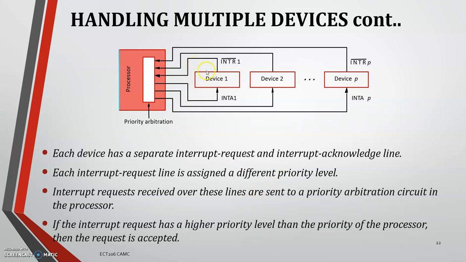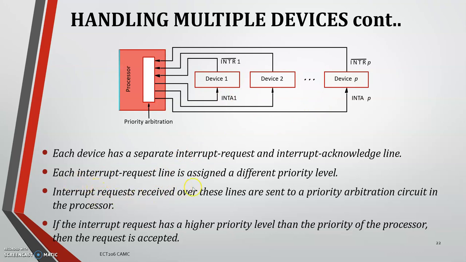So here, with multiple devices, each device has a separate interrupt request, and here you can see that n devices are connected and all the devices have a separate interrupt request line and interrupt acknowledge line. So this is the interrupt request line. When a device needs to access the processor, it raises an interrupt and the interrupt will reach the processor. Different interrupt request lines are there and different interrupt acknowledge lines are also there. When the processor gets the interrupt, it acknowledges by sending an interrupt acknowledgement to the particular device.